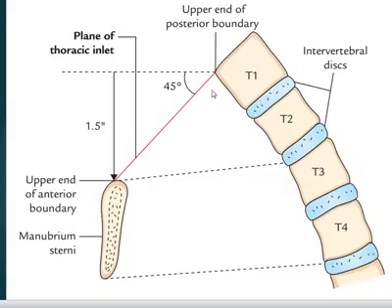Plane of inlet is directed downward and forward, making an angle of 45 degrees. Anterior part of inlet is below as compared to that of posterior part. Upper border of manubrium sterni lies at the level of third thoracic vertebra.